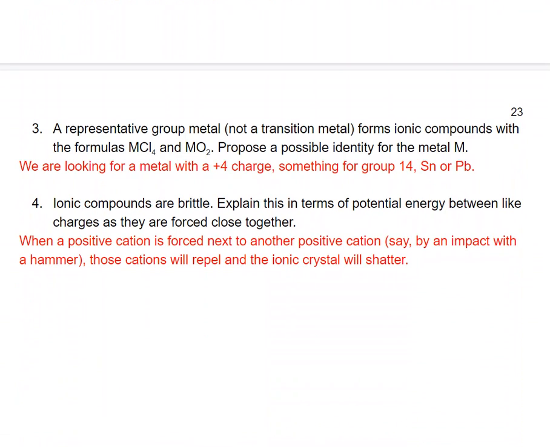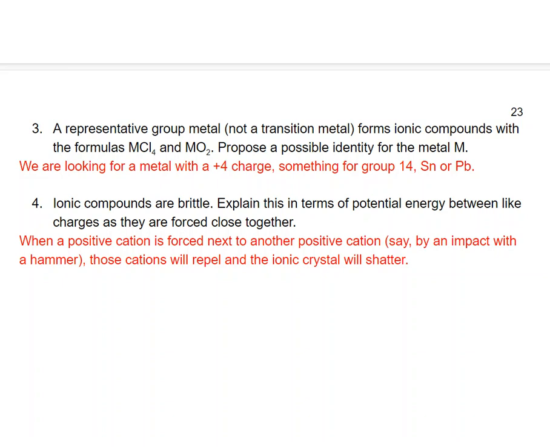So a representative group metal, so not a transition metal, forms ionic compounds with the formulas MCl4 and MO2. So what is a possible identity for that metal? So we're looking for a metal that has a +4 charge. So something in group 14 will work, like tin or lead.